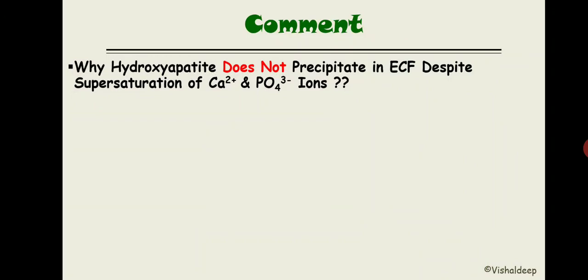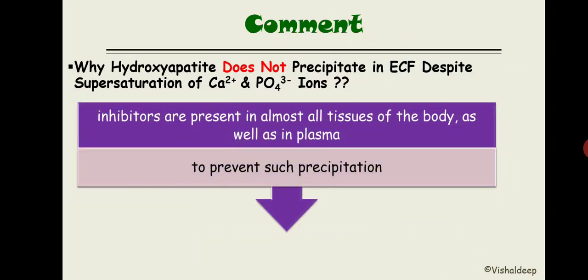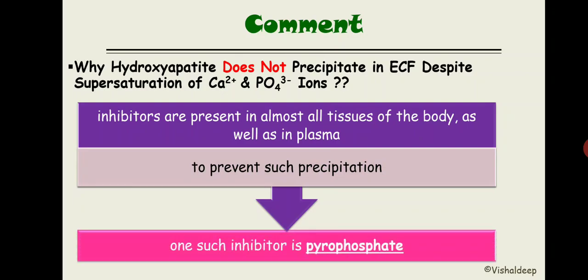So the answer to that question is: in plasma as well as all the tissue except bone, there are inhibitors present. Those inhibitors will inhibit the precipitation of calcium and phosphate, right? So the answer will look like this: inhibitors are present in almost all the tissue of the body as well as plasma to prevent such precipitation, and the name of that inhibitor is pyrophosphate.